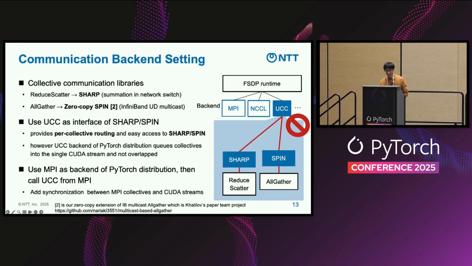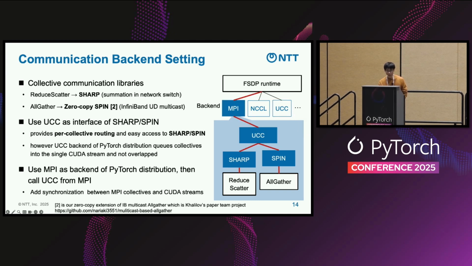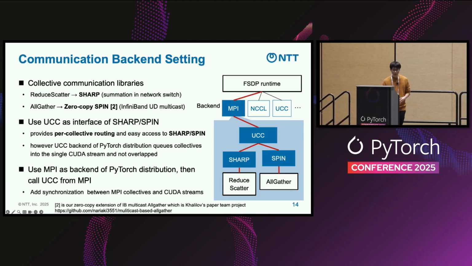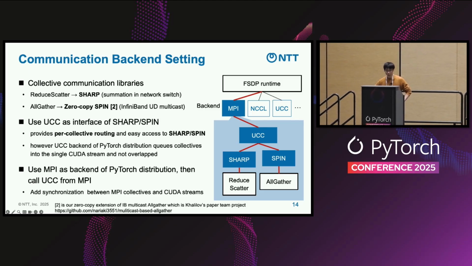But when we use UCC as a backend of the PyTorch distributed directory, it doesn't work, because the UCC backend queues collectives into a single CUDA stream, and does not overlap the collective communication. So to avoid this constraint, we use MPI as a backend of PyTorch distributed, and then call UCC from MPI. And we add some synchronization between MPI collectives and CUDA streams.